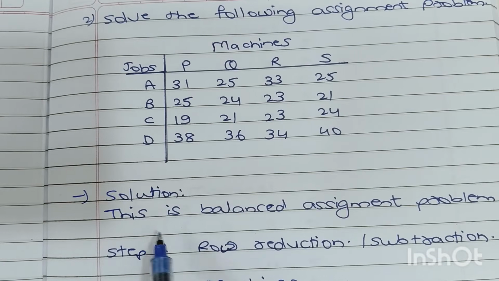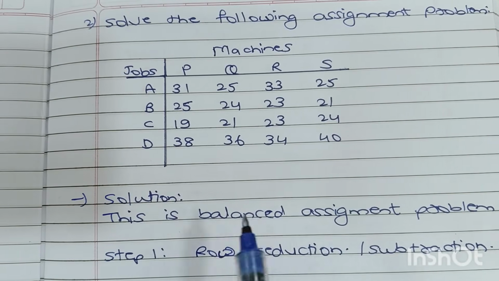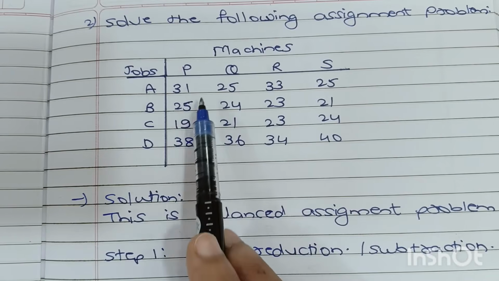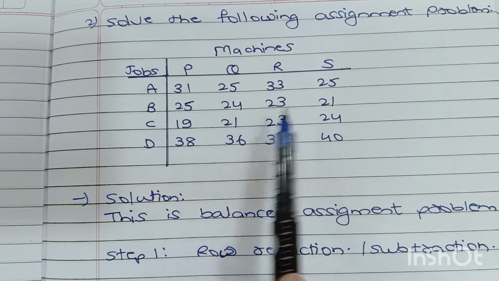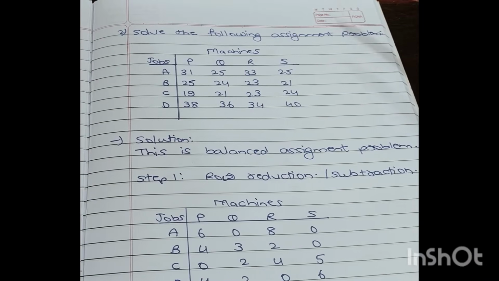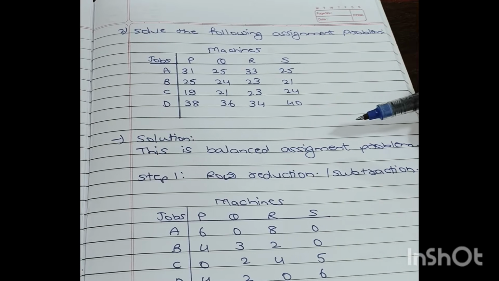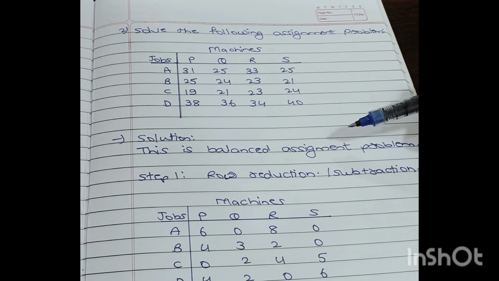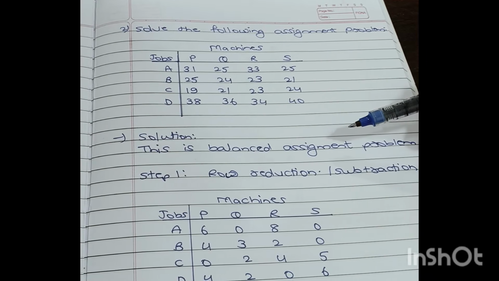The first step is we have to check whether the given matrix is balanced or not. Now what is the criteria for checking the matrix? Here in this matrix there are four jobs A, B, C and D, and even four columns. As the given matrix is a balanced assignment problem, hence we can directly apply the steps of Hungarian method.